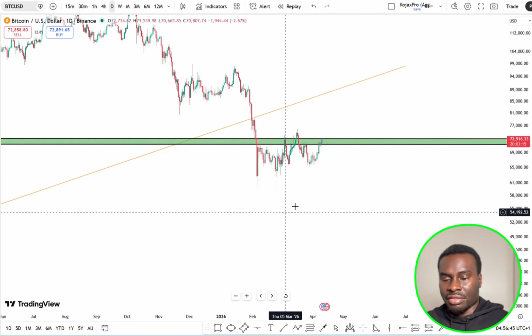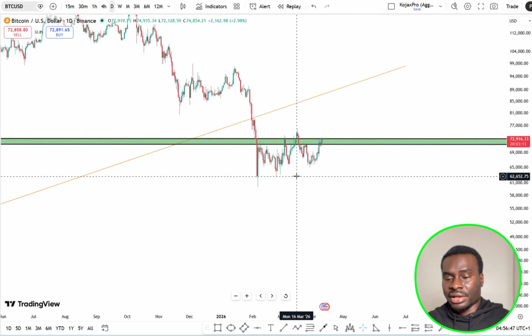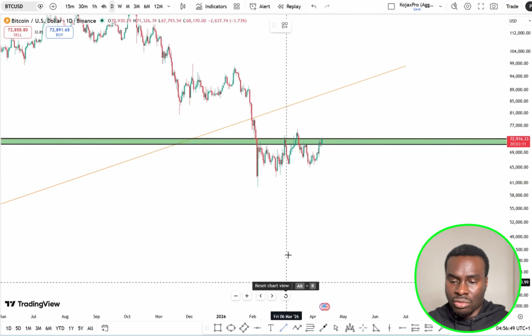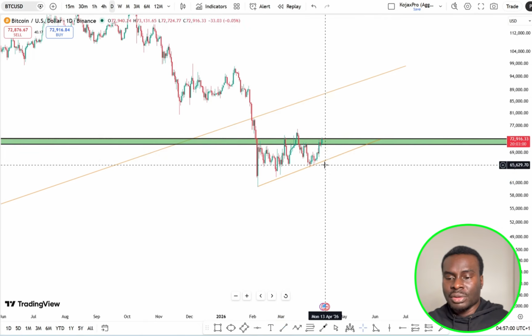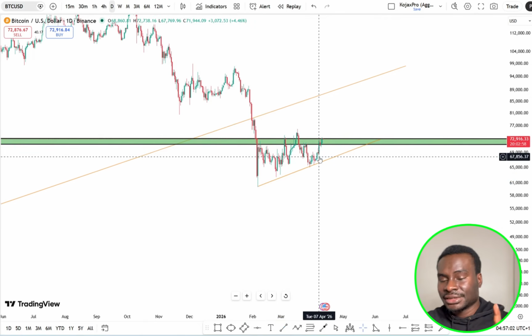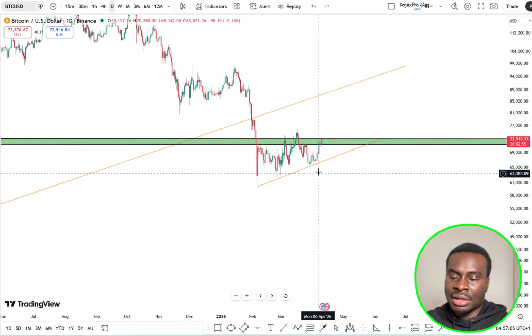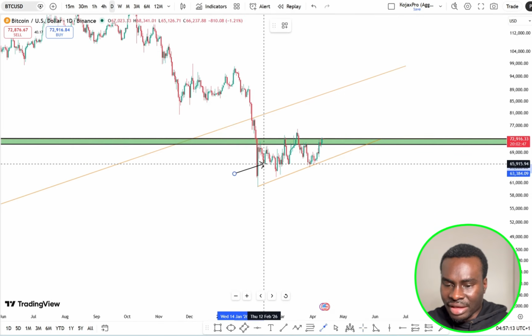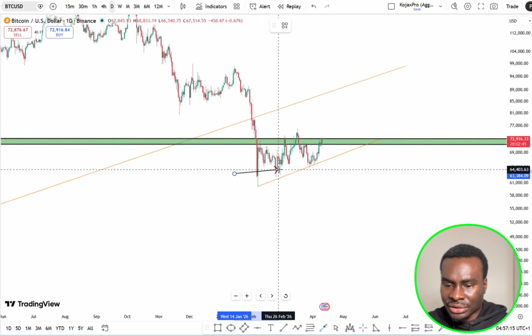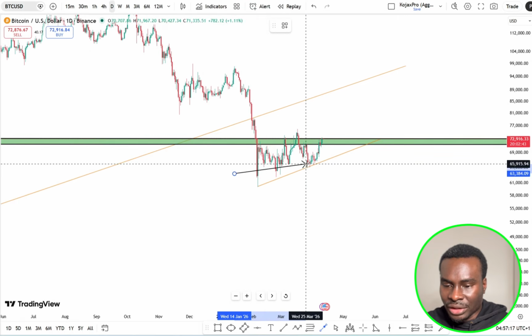Guys, all I'll be waiting for, because the monthly has its trend line, the daily will also have its trend line. So we have a trend line that was moving like this. I'll be waiting for Bitcoin to break this trend line first. And that's not the only confirmation. After we've broken this trend line, if you look closely, you'll see that price reacted several times at this level. This is the first reaction, the second, the third, the fourth, the fifth reaction.